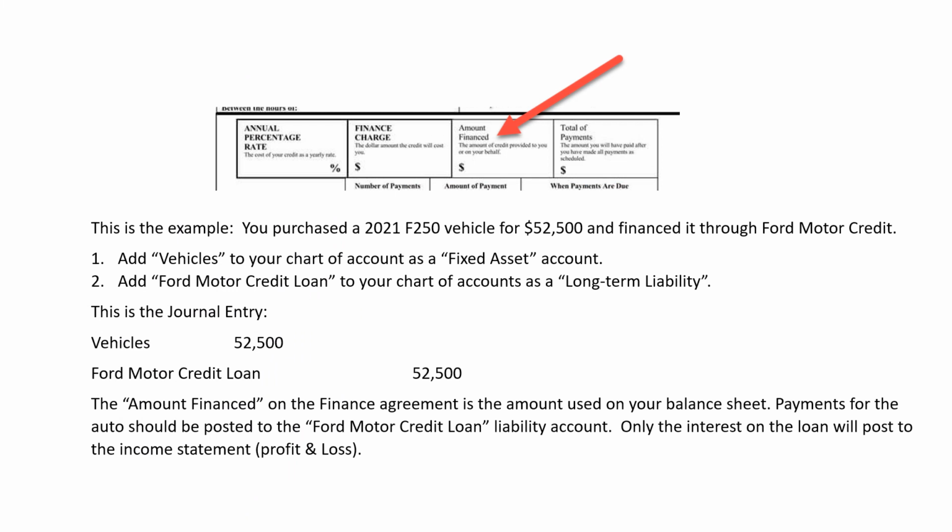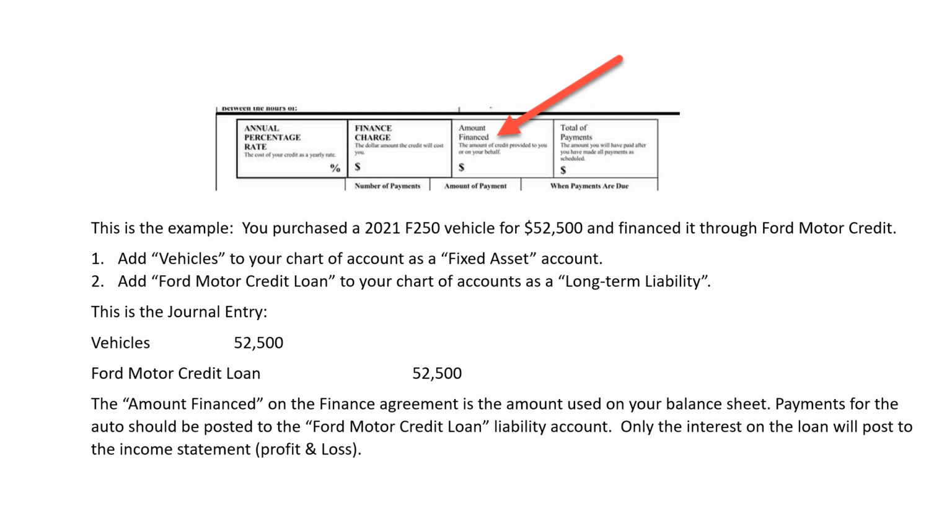For this example, we purchased a 2021 F-250 vehicle for $52,500 and financed it through Ford Motor Credit. We're going to add vehicles to your chart of accounts as a fixed asset account, and we're going to add Ford Motor Credit loan to your chart of accounts as a long-term liability.